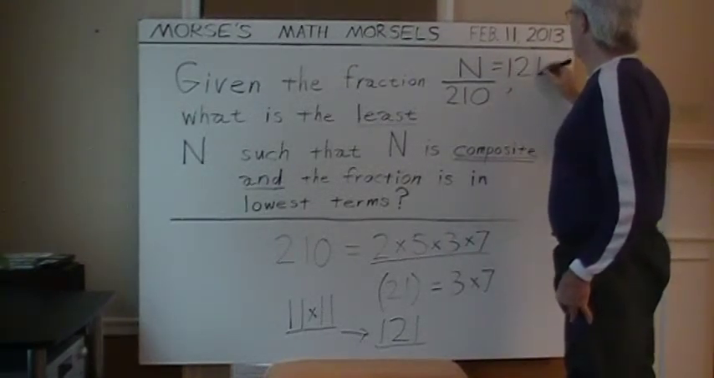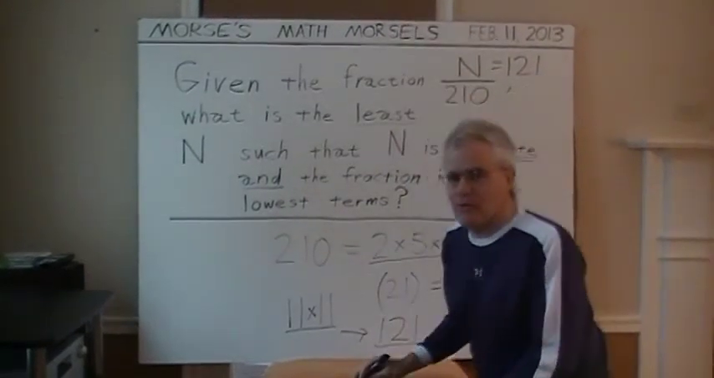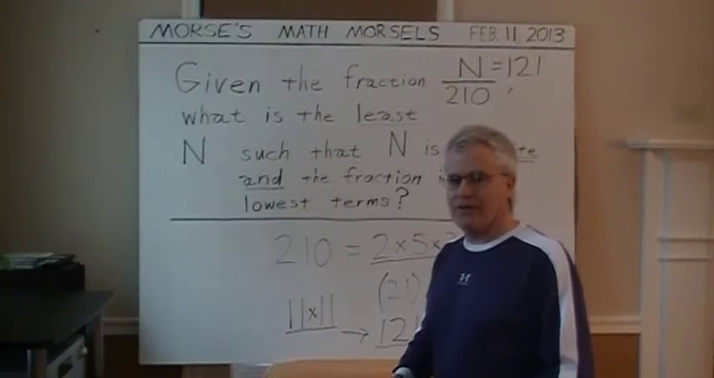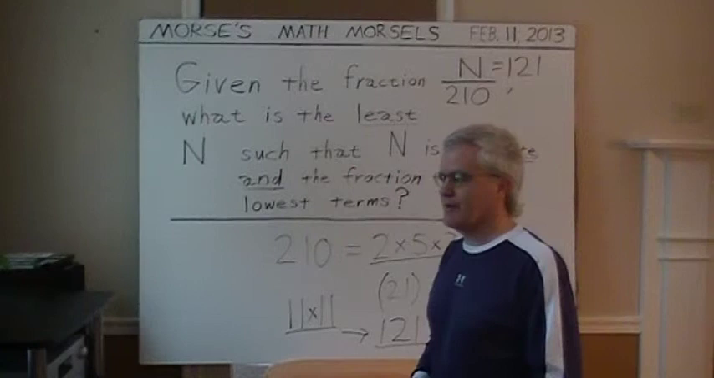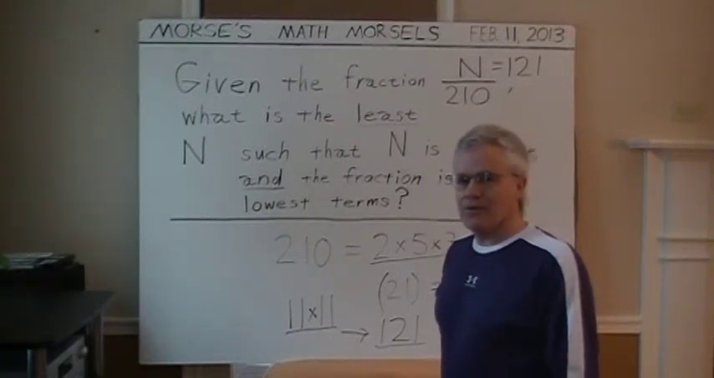n equals 121. Could we have used 1 as a numerator? Well, according to the most modern math texts, 1 is neither prime nor composite. So 1 would not have been a candidate, or that would have made the problem way too trivial.